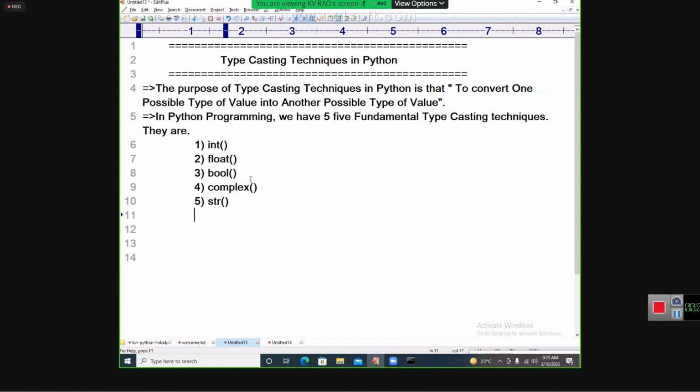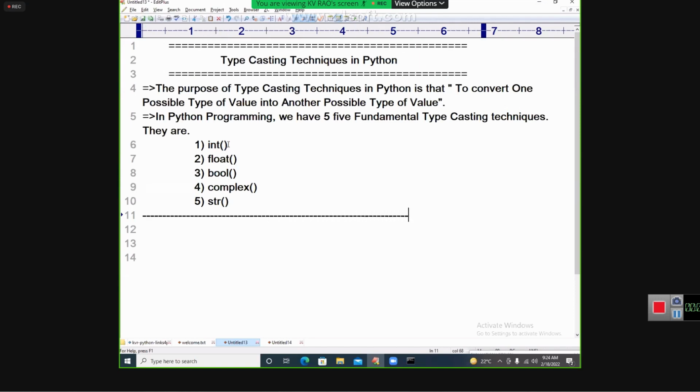My dear students, tell me, what is the purpose of typecasting techniques? Come on, students, all of you. What is the purpose of typecasting? To convert one possible type of value into another possible type of value is called typecasting. How many typecasting techniques do we have? We have five typecasting techniques. First typecasting technique I am going to explain.